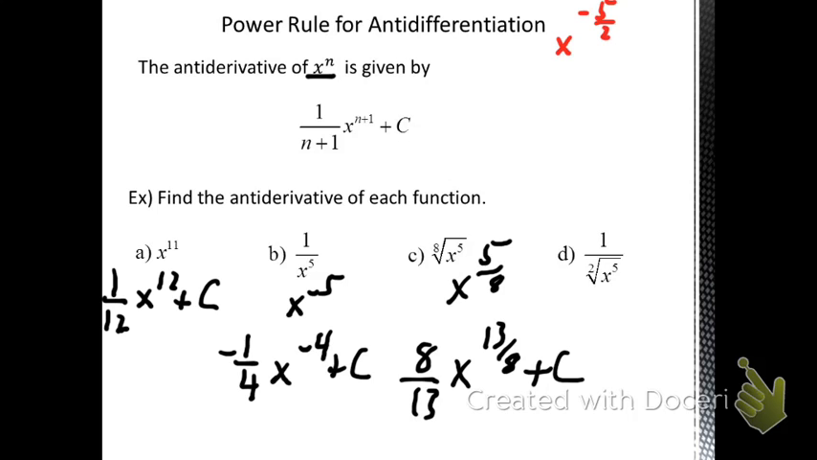You started off by rewriting the function as x to the negative 5/2 power. Then you increased negative 5/2 by 1 and got negative 3/2, multiplied by the reciprocal of that exponent, and then added a constant at the end. If you've got that, then you understand the most basic rule, the power rule, for antidifferentiation.